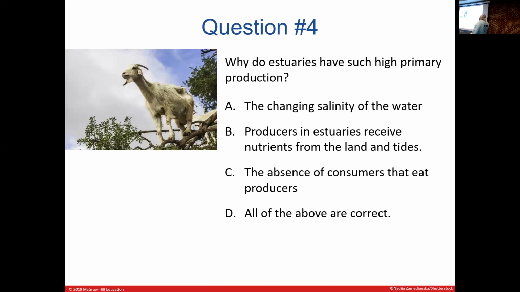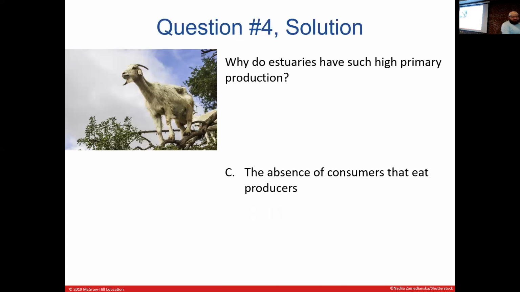B, the producers in the estuaries receive nutrients from the land at tides. That is true. But the big deal here is C, absence of the consumers that eat the producers. So basically you have consumers that just aren't nearly as strong through here. The producers are just going to have massive production through there.